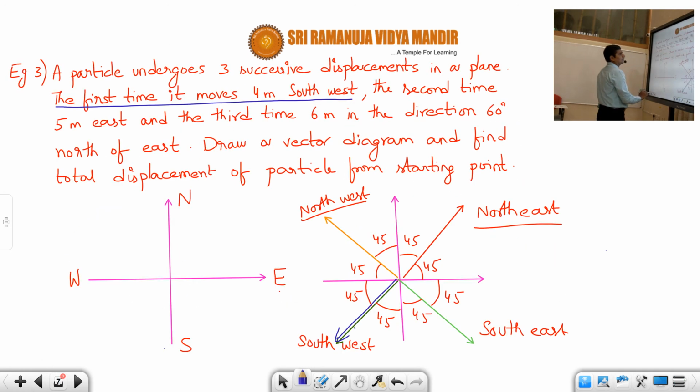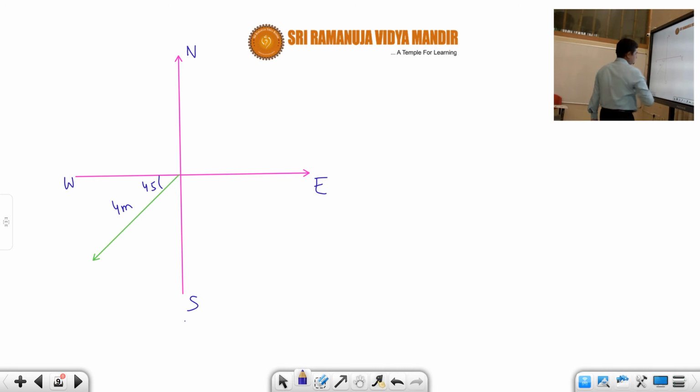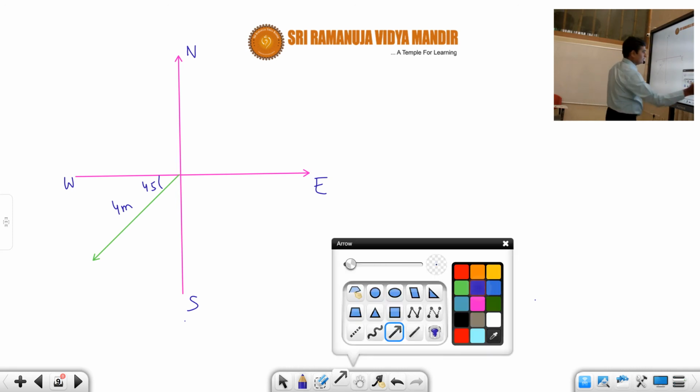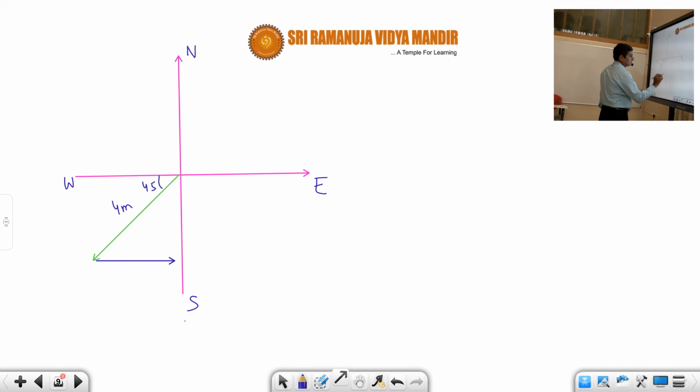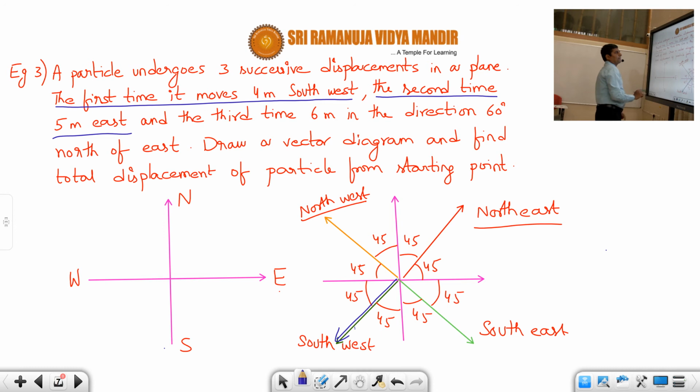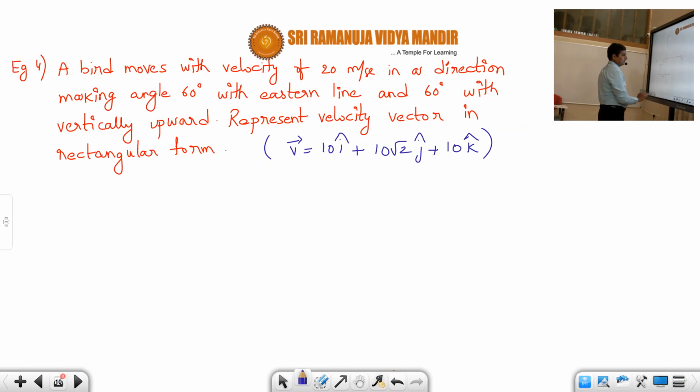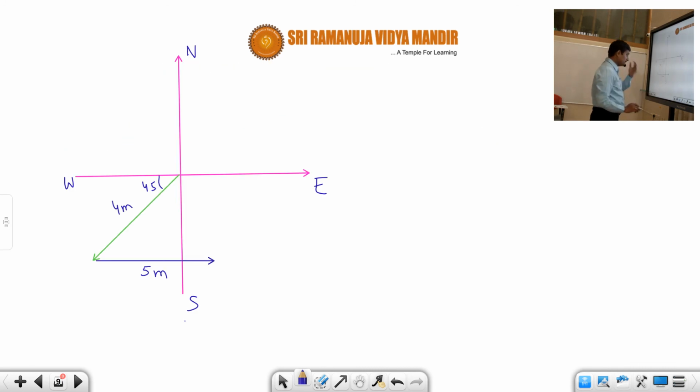Next one, students, after traveling 4 meters southwest, the second time 5 meters east. 5 meters east means, from their successive displacement, students, from there like this. So this is 5 meters, exactly. And then from there, the third time 6 meters in the direction of 60 degrees north of east, students.